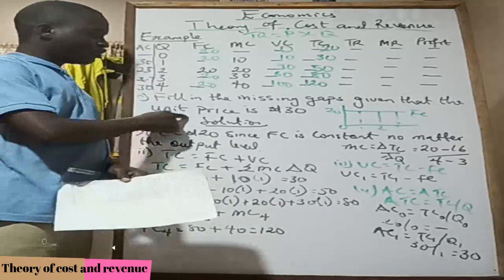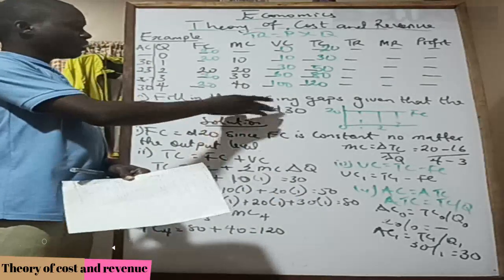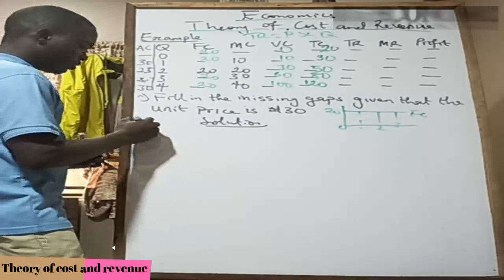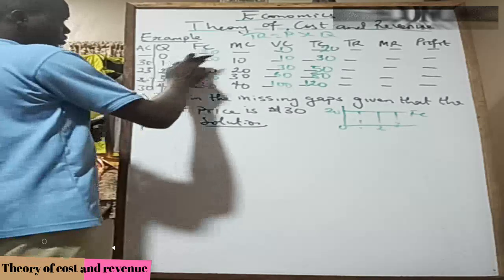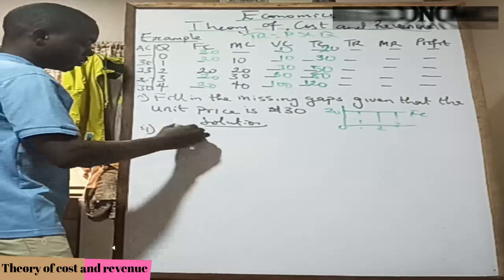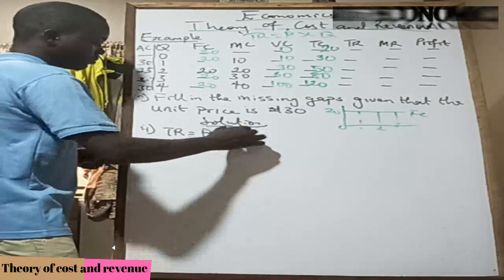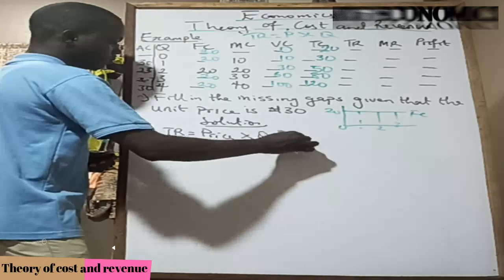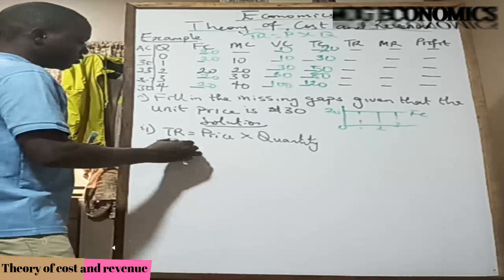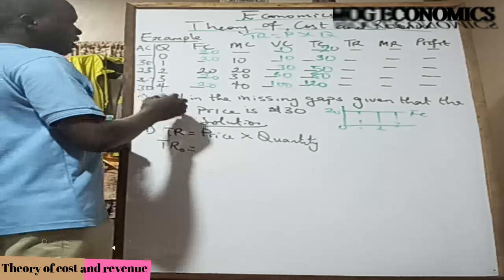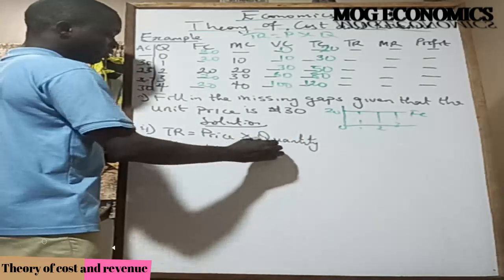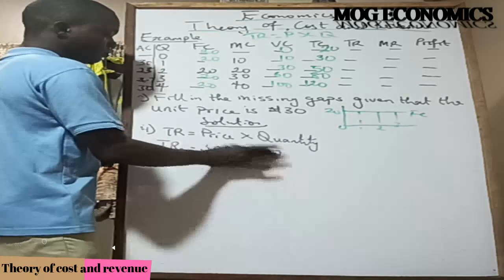So the question already gave us the unit price as 30. So we just multiply 30 by the quantities, right? So like I said, we've done 1, 2, 3, 4, so that should be our V. So total revenue equals price times quantity. Okay, so TR0, because you are starting at output 0, is price, which has been given as 30. So 30 multiplied by 0, that's 0 naira.